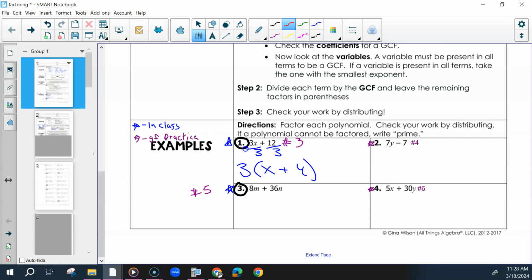What about number 2? 7. You divide them both by 7. And then it would be y minus 1. Divide them both by 7, and the first term is y, the second term is just negative 1.